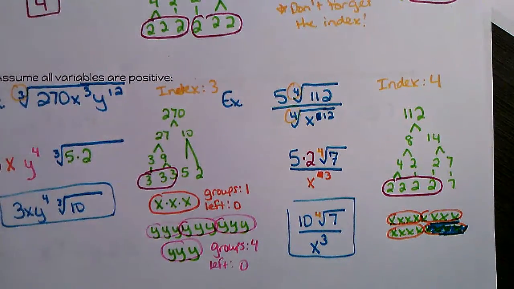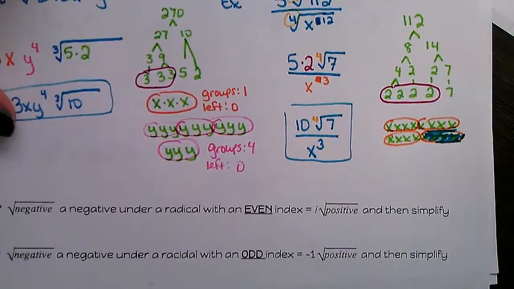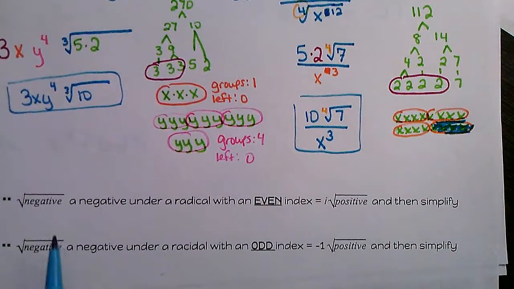Okay, next we need to talk about when we have negatives under a root. If you have a negative under a radical and it's an even index, so if this is a 2 or a 4, like here it was a 4, then when you have that, you'll bring an i out, because remember, i is the square root of -1, and then you would simplify.